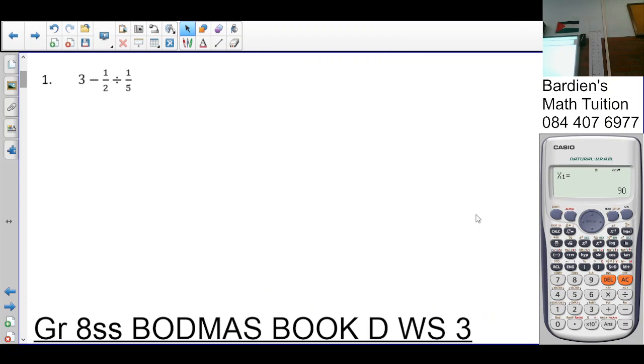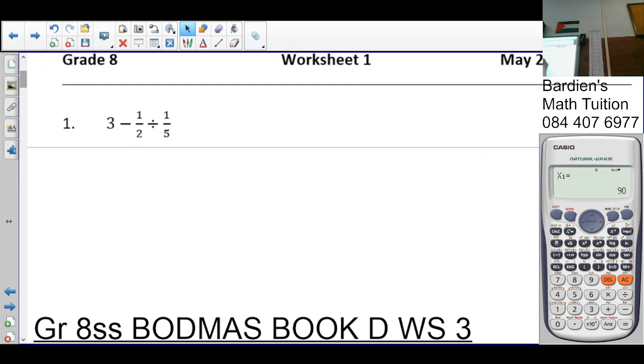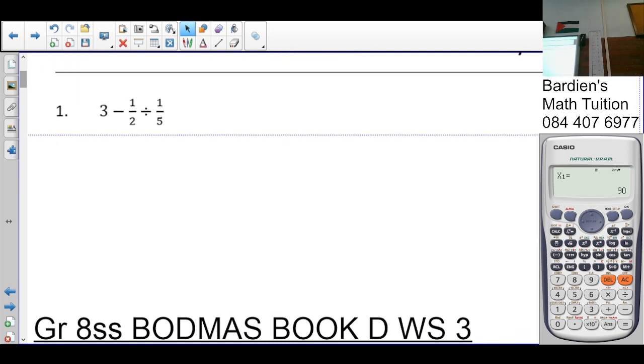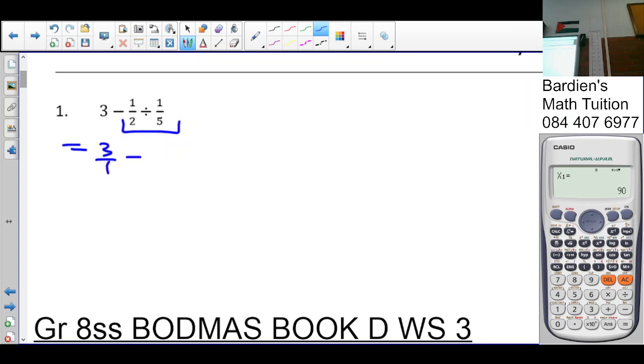People, what do we do first? First things first. What do we need to do first? Division. Right, let's do this. So that division we're going to change to multiplication. We tumble and times. So it's a half times 5 over 1. So what do we need to do now? Multiplication. So it's 3 over 1 minus 5 over 2.